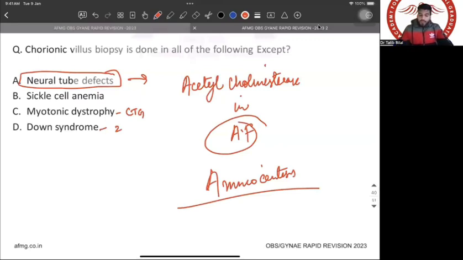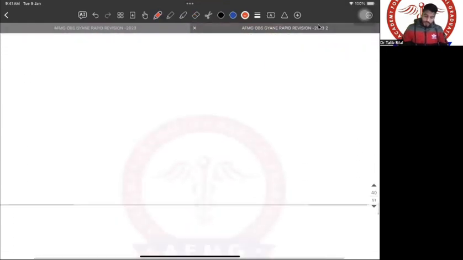Okay, and the presence of phosphatidylglycerol in amniotic fluid is confirmatory of fetal lung maturity. And if the fetal lungs are not matured, we give betamethasone and dexamethasone. So remember guys, for neural tube defects, what is the confirmatory test? You do acetylcholinesterase in amniotic fluid. Is that clear? Rest we go with chorionic villus biopsy.